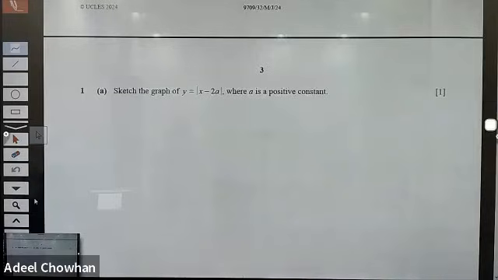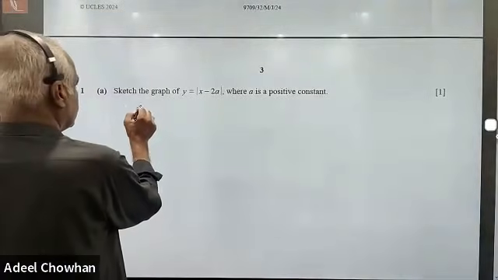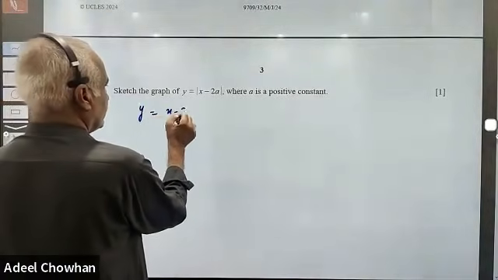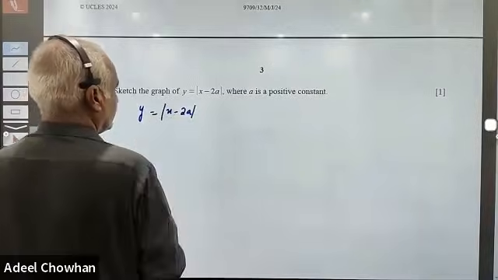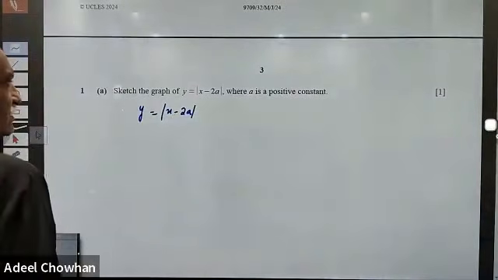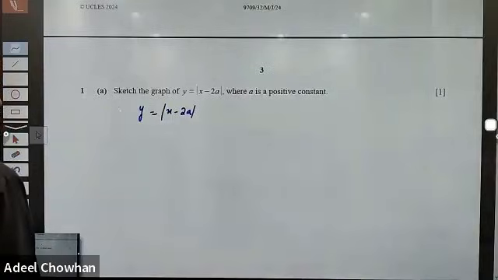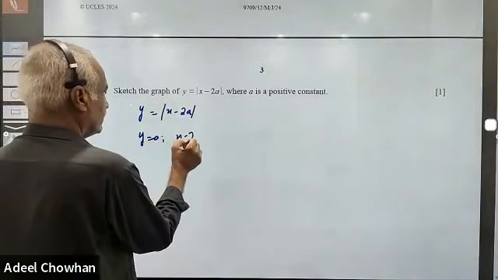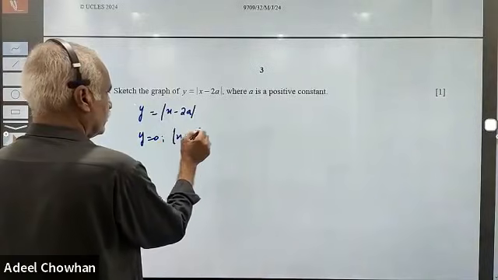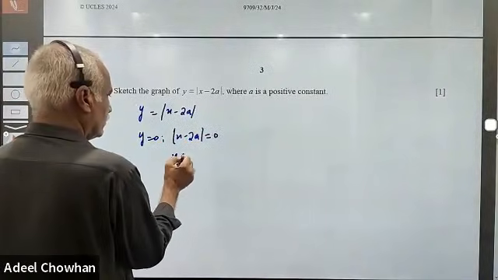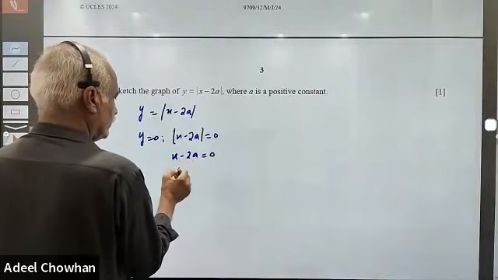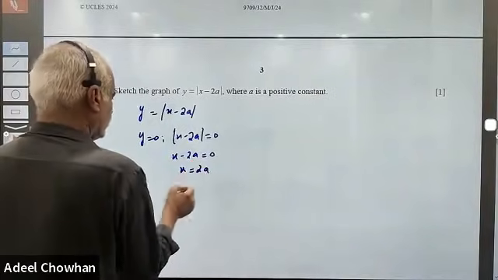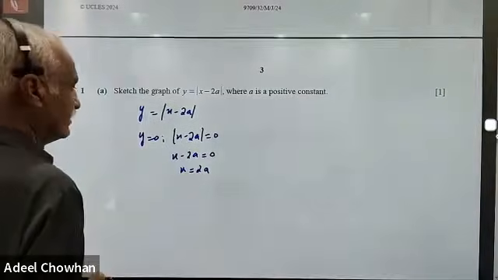Sketch the graph of y is equal to modulus of x minus 2a. We know that this can be drawn with the help of graph paper. When y is equal to 0, then modulus of x minus 2a is equal to 0, or x minus 2a is equal to 0, or x is equal to 2a, where a is a positive constant.